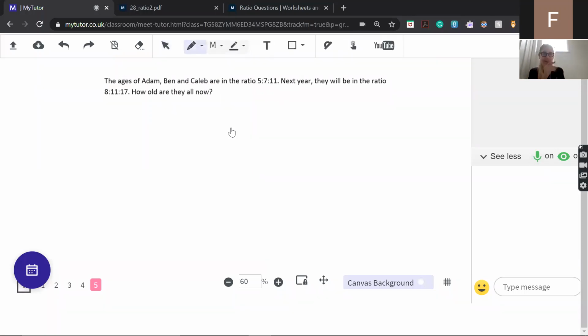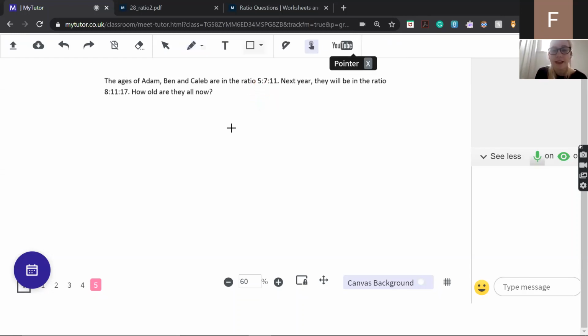So again, they've given us lovely ABC names. So the ages of Adam, Ben, and Caleb are in the ratio 5 to 7 to 11. Next year, they'll be in the ratio 8 to 11 to 17. How old are they all now? So this is a really difficult one. Because they could, for example, now be 5, 7, and 11. But then next year, their ratios would be 6, 8, 12, right? So that's not quite right here.